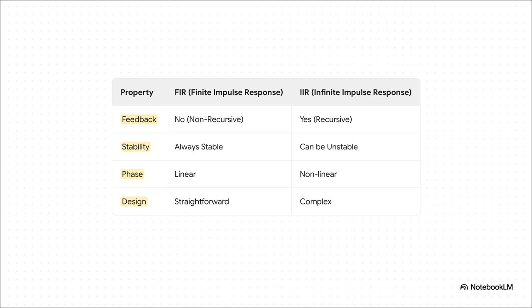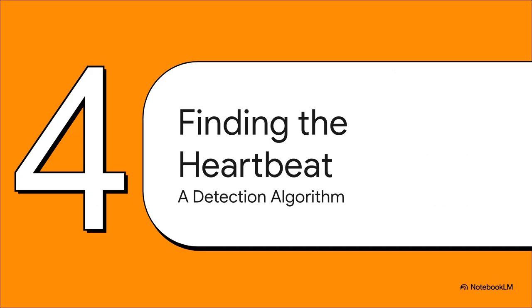Then you have IIR filters. These are a little different. They use a feedback loop, kind of like a quality control check that sends information back to an earlier stage. This makes them way more powerful and efficient, but there's a catch. If you don't design them just right, they can become unstable. All right, now for the really cool part.